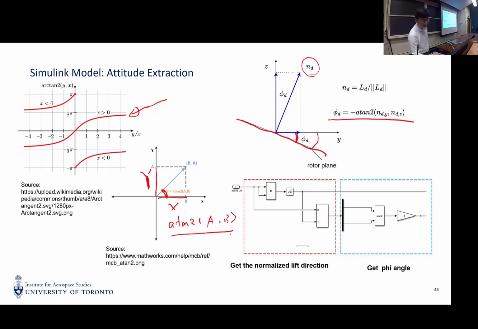But be aware of the ENU frame. When you design your controller, you have to be very careful with the frame you choose. In an ENU frame, this is actually a negative value. So after your arctangent 2, you should put the negative sign here. Good.